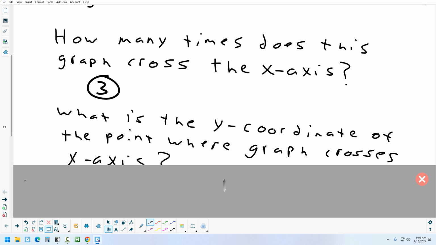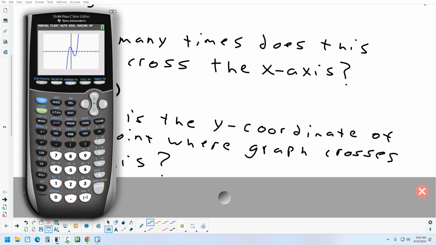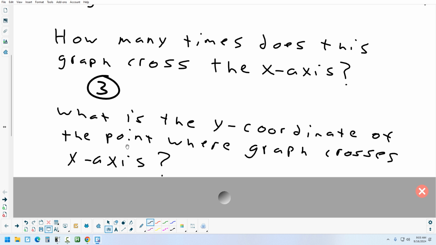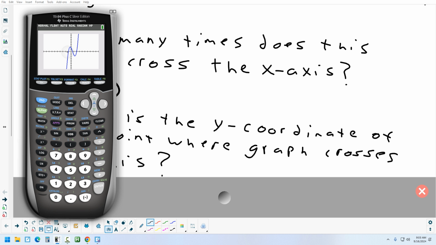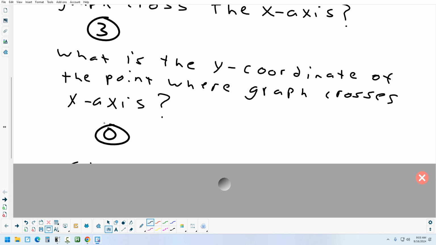Now, if I wrote down the coordinates of each one of those points where it crosses the x-axis, what would the y value be of each one of those 3 coordinates? Yeah, 0. It would be 0. Wherever your graph crosses the x-axis, that means the y value is 0.